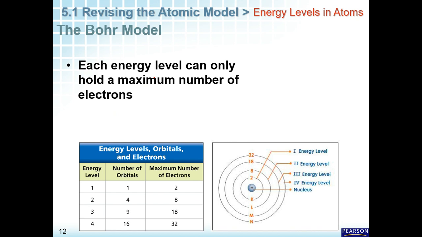Now, each energy level can only hold a maximum number of electrons, though. For example, energy level 1 can hold 2, energy level 2 can hold a max of 8 electrons, the third energy level can hold 18, and the fourth one can hold 32. And that's what you're seeing over here in the picture. The first ring has 2, 8, 18, and 32.